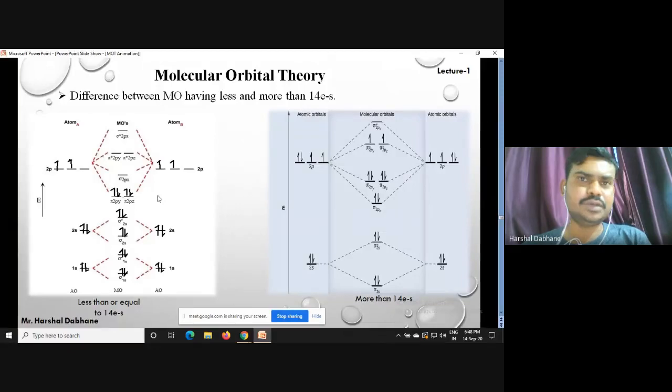Okay, C2. One carbon is having 6 electrons, another carbon is having 6 electrons. So 6 plus 6 is nothing but 12. So this diagram is related to the C2 molecule.